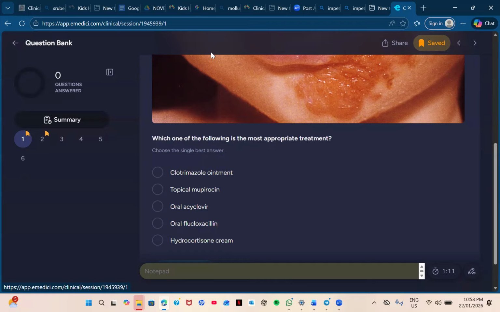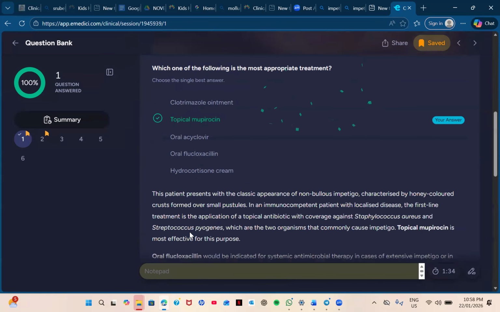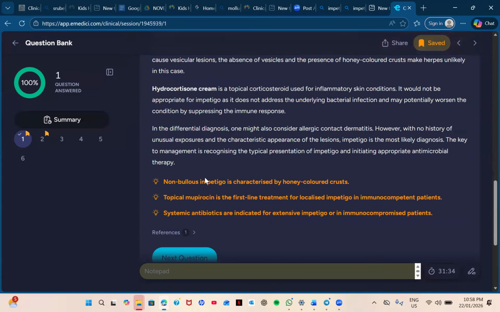Okay, let's check your answer. And what is the type of this? Is it bullous or non-bullous? Tell me quickly. Non-bullous, right? Okay, good. Good. Okay, non-bullous impetigo, honey-colored crust. Topical mupirocin is the first line.